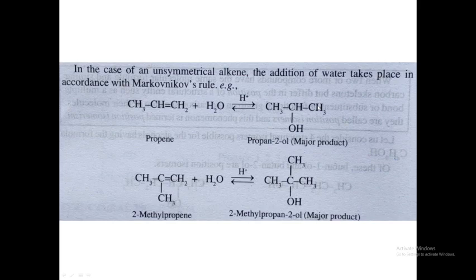Okay, and when we compare another example, CH3C(CH3)=CH2, addition of water is taking place, so the hydrogen will go with this carbon because it contains more number of hydrogens. Okay, and then the OH will come on this carbon atom. Okay, so here we get CH3C(CH3)(CH3)OH, 2-methylpropan-2-ol. So this is the major product.